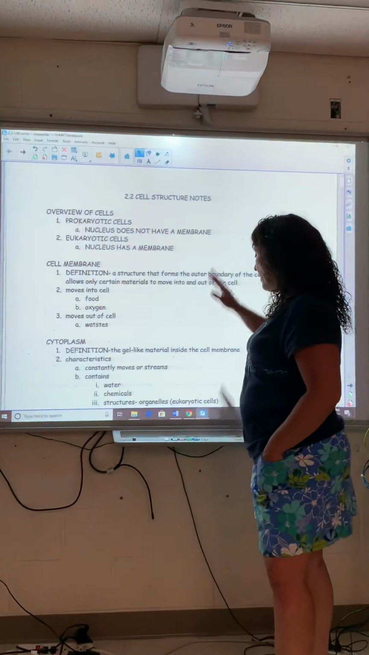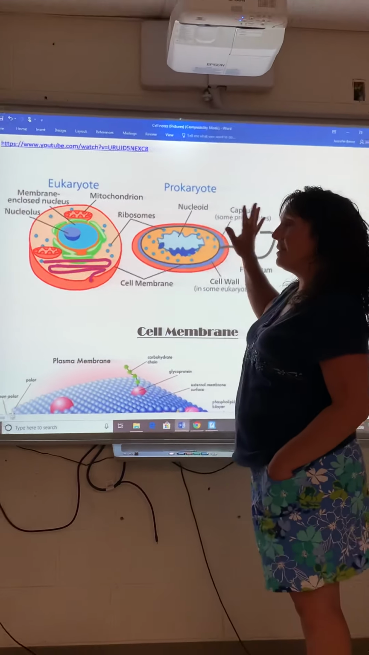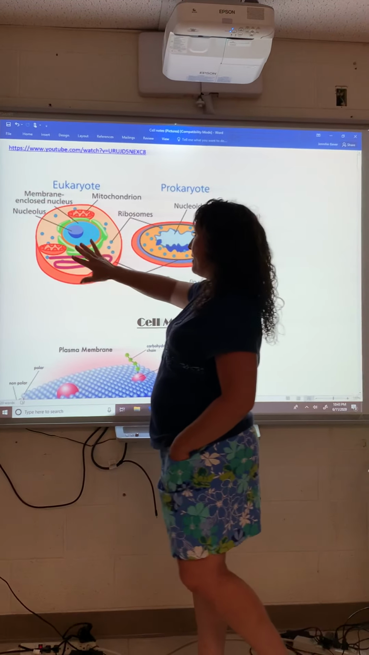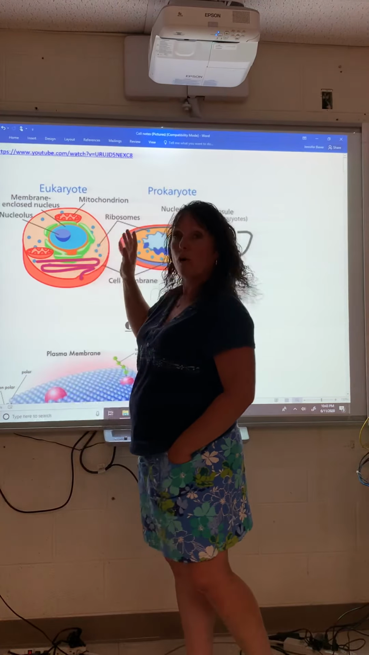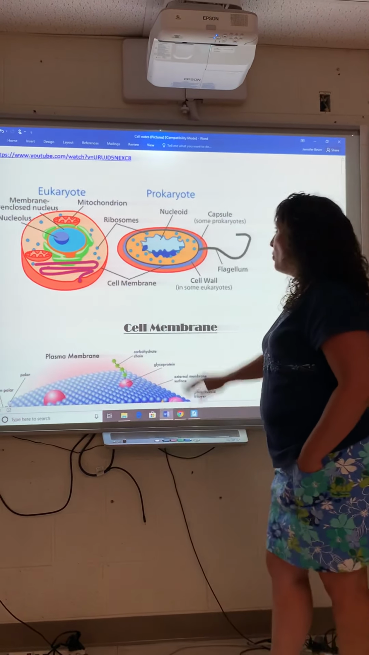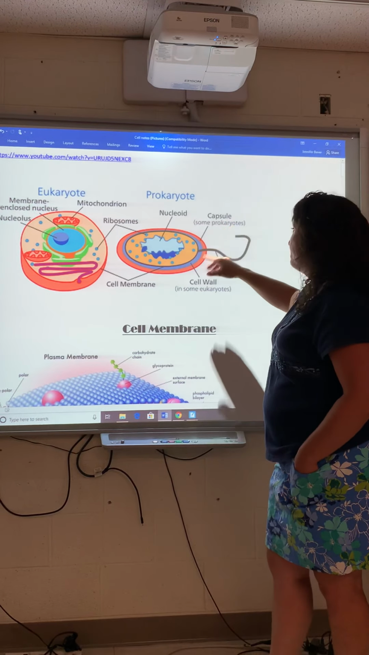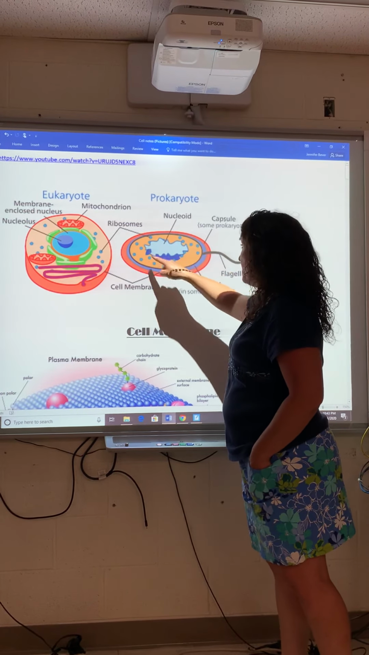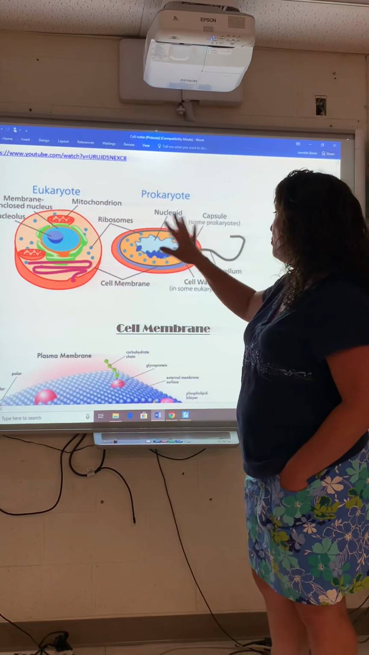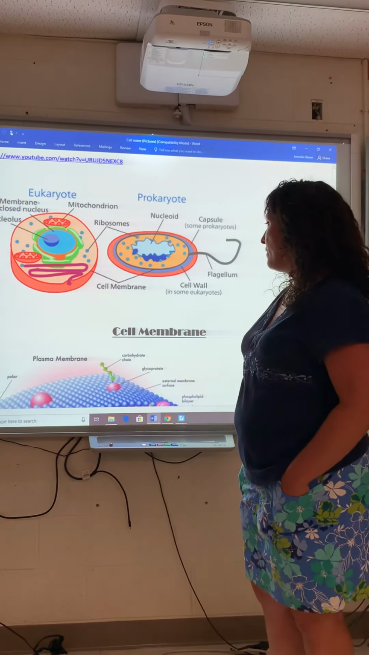So let's take a look at those again. And you can see an obvious difference just quickly by looking at them. Eukaryotic cell, much more complex, very organized. You can see that membrane surrounding the nucleus. Whereas a prokaryotic cell, again, no definitive boundary around that nucleus. So those are the two types of cells that exist.